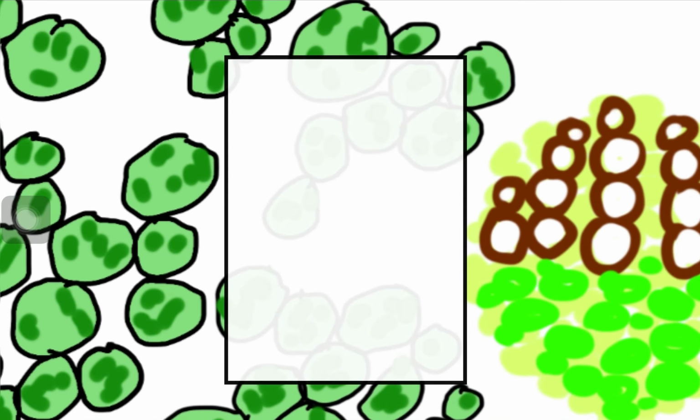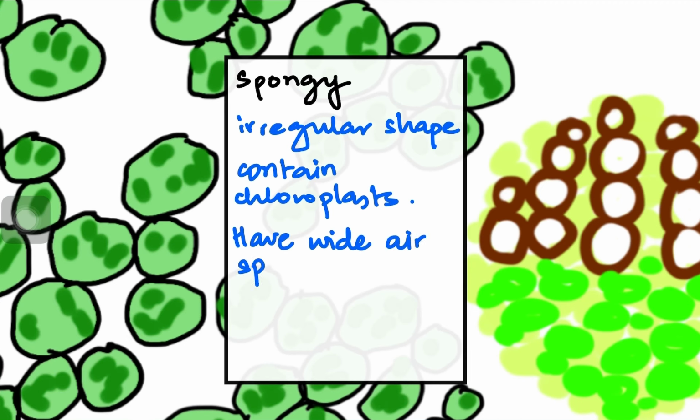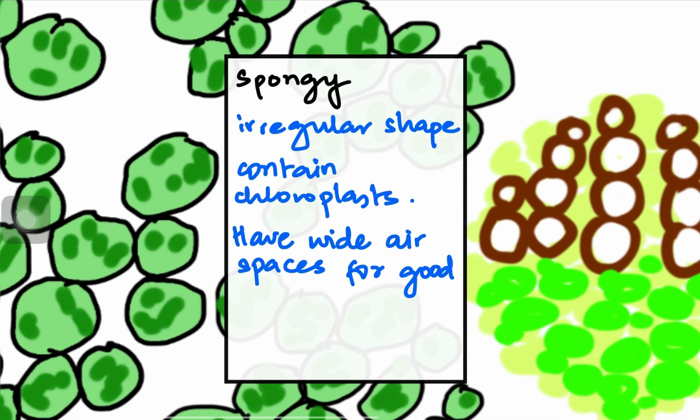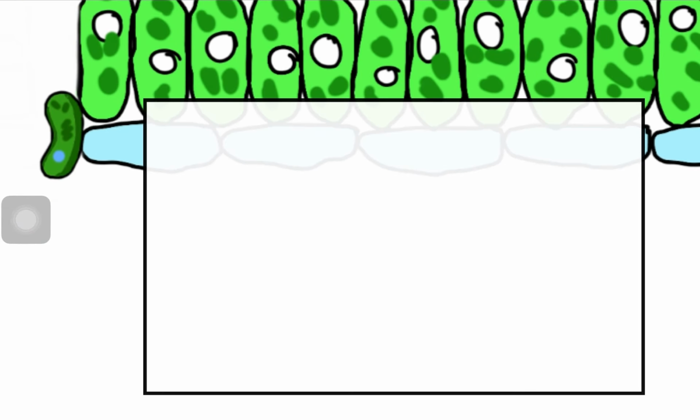Let's talk about these spongy mesophyll cells. They're called spongy for a reason, because they have a lot of air spaces within. They're irregular shaped, so they do not have a fixed shape like the palisade. They also contain chloroplast, which means they are also capable of performing photosynthesis. They have wide air spaces between these cells for gaseous exchange. So all these gases like carbon dioxide, oxygen, water vapors can be exchanged between the cells and the environment through air spaces. Let's talk about the very important guard cells.